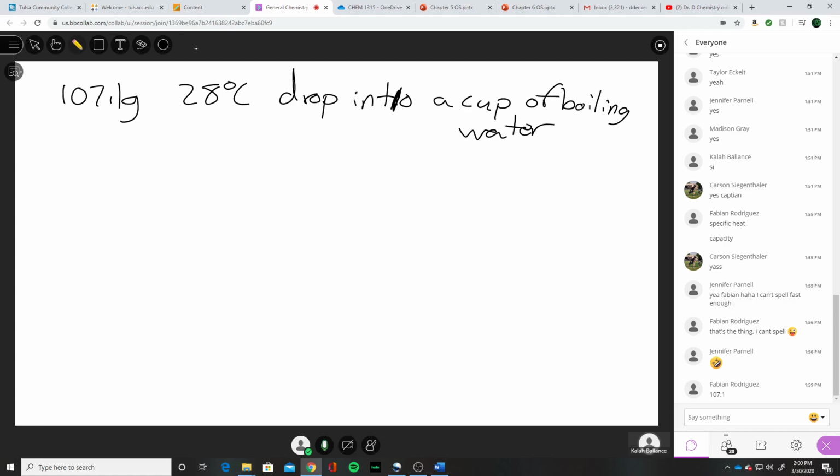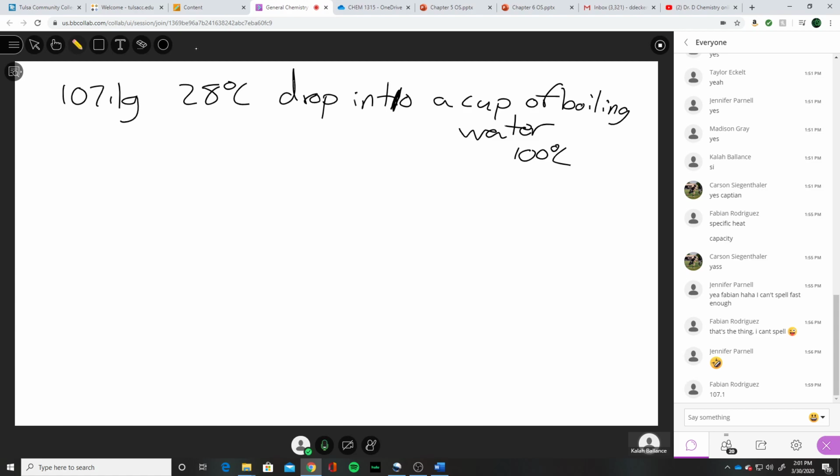Originally I was going to have us find the final temperature, and then I realized that was going to be like that crazy long problem we did before, and I don't want to do one of those. So instead, we drop that same piece of silver, which we raised up to 28 degrees C, into a cup of water that is at the boiling point of water, which is 100 degrees C.